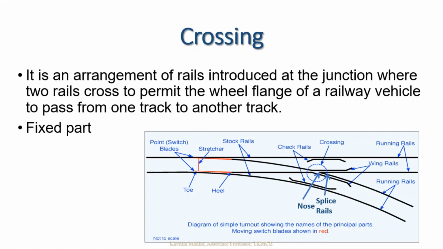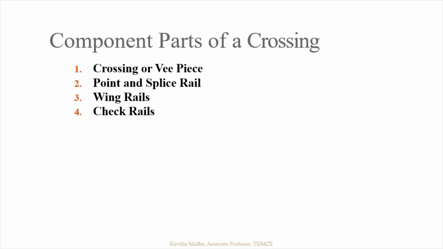What are the different components of this crossing? The crossing mainly has a nose, and then it has splice rails, wing rails, and then there will be guard rails. We will see all these in detail. The component parts include the crossing or V-piece, then there is the point and splice rail, the wing rail and the check rail.